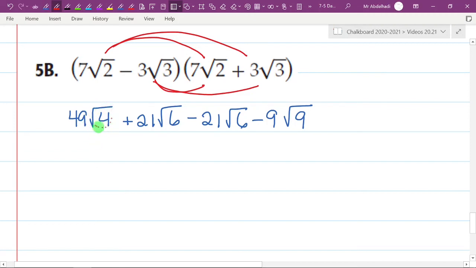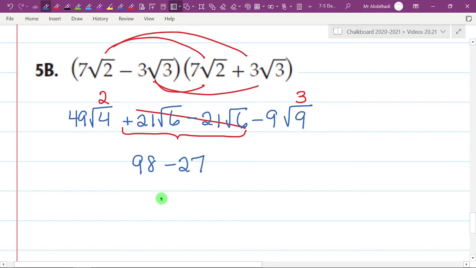This right here is a perfect square. This is the square root of 4. It's going to become a 2. This right here is a perfect square. That's going to become a 3. And these two in the middle here, they're exactly the same, but one's positive and one's negative. So when you add them together, and you can add them because they're identical, right? Same type of root and same number inside the root, they cancel each other out. So what's left? 49 times 2 is 98, and 9 times 3 is 27. And what you end up with here is 71.